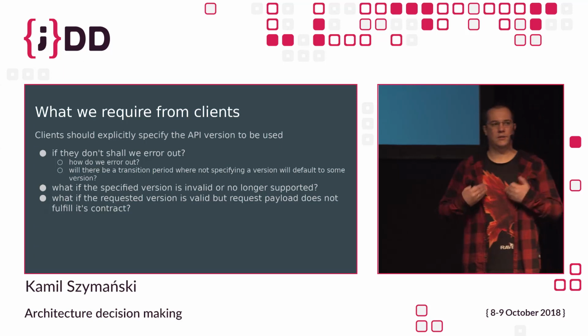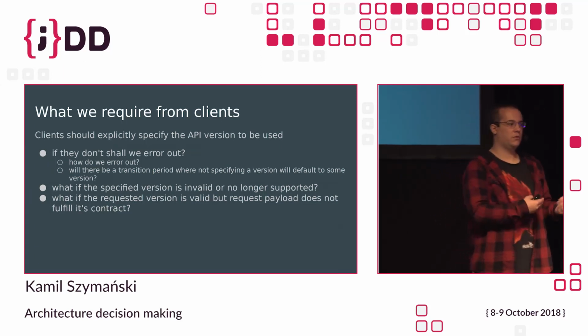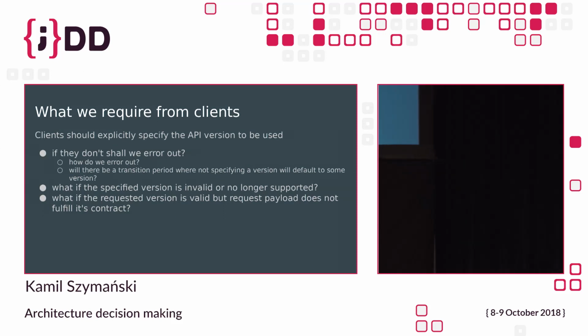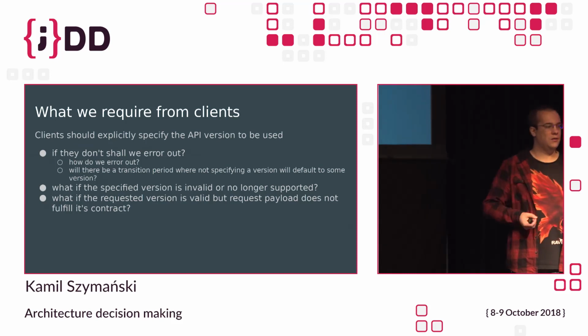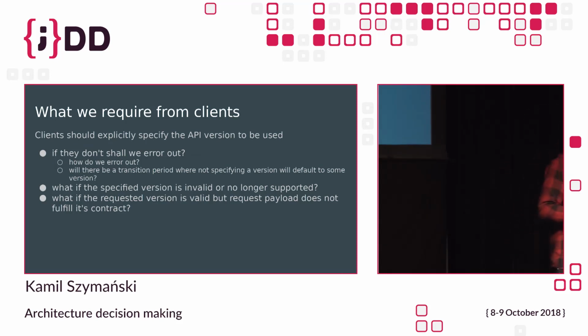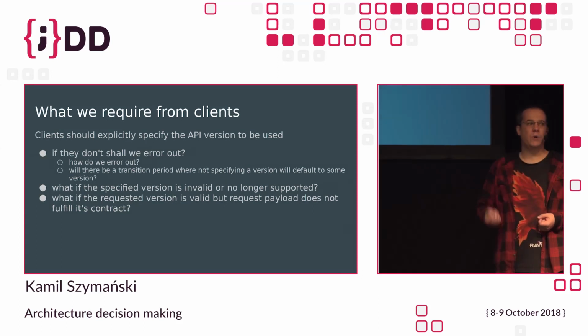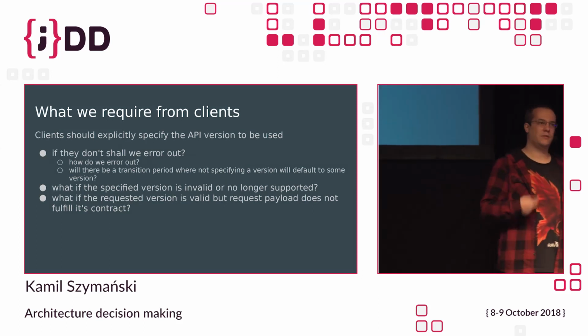First of all, it's us, the provider, but also there's the consumer of this API. And the consumer needs to specify what version they want to use. And the tricky part, often forgotten, is to specify what happens if they do not. What happens if they don't provide the version? Do we error out? Do we use some default version?